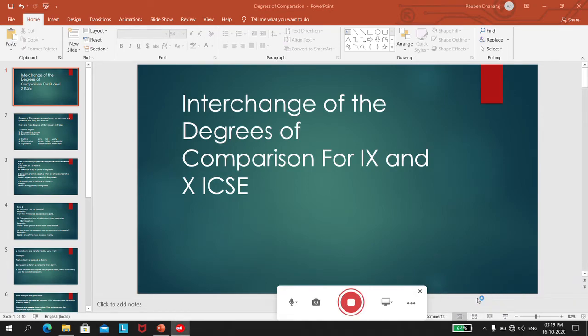Hello, my dear students. Today, let us start interchange of the degrees of comparison for ninth and 10th ICSE syllabus. This is functional grammar related to your English language paper 1. I want you to know what degrees of comparison are.